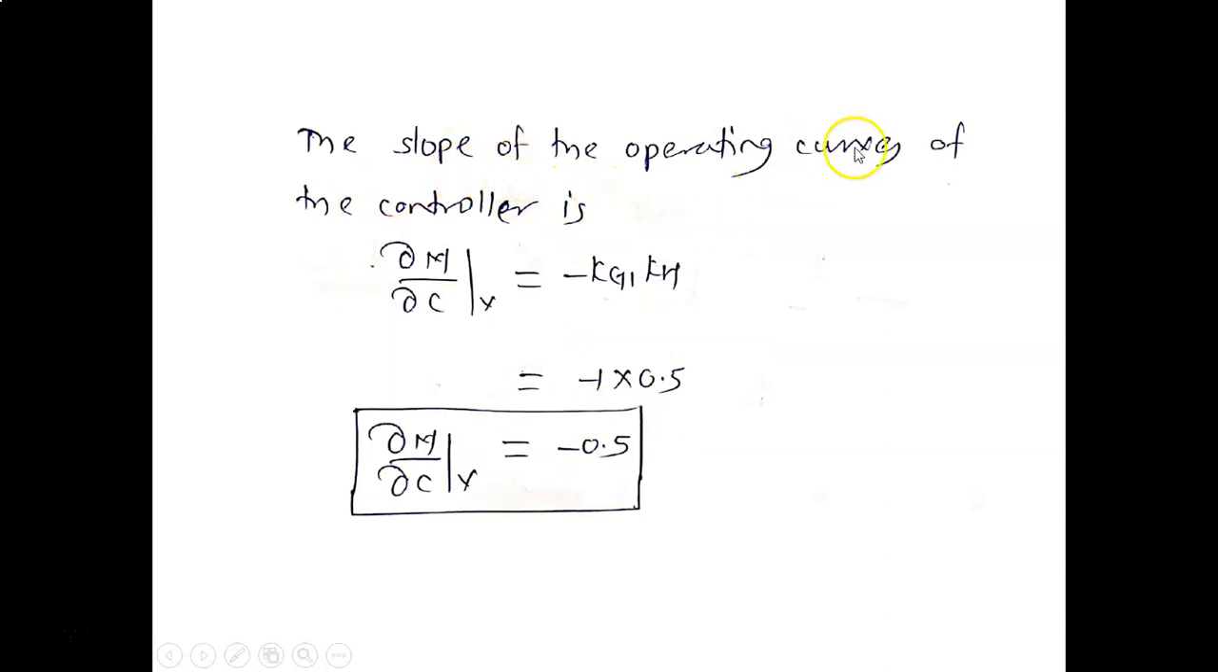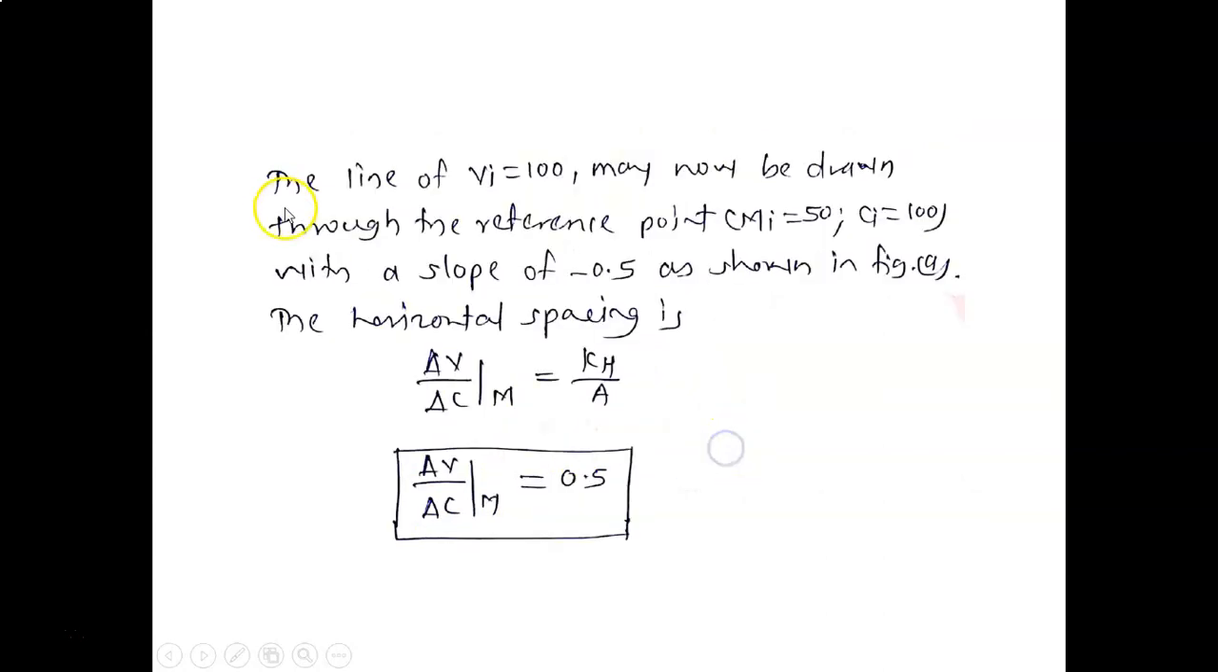The slope of the operating curves of the controller is ∂m/∂c when V is constant, which is equal to -KG1 KH. Therefore substituting the values, it is equal to -1 into 0.5. Therefore ∂m/∂c when V is constant is equal to -0.5. The line of Vi = 100 may now be drawn through the reference point Mi = 50, Ci = 100 with a slope of -0.5 as shown in figure A.